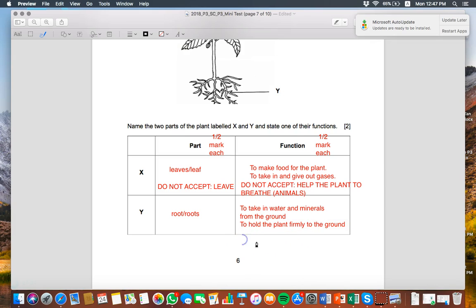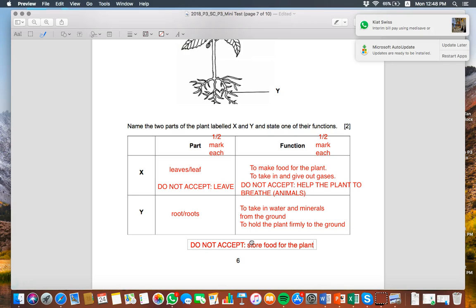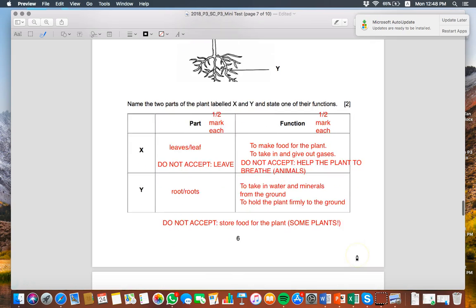All right, what do I not accept? Do not accept store food for the plant. Why do I not accept this? Because not all roots store food for the plant. Storage roots are only for certain plants, such as your carrots, your sweet potato plant, your yam plant, your tapioca plant. But not all plants store food in the roots. So we are talking in general here. So we do not accept store food for the plant because it's only for some plants. Understand? Okay.